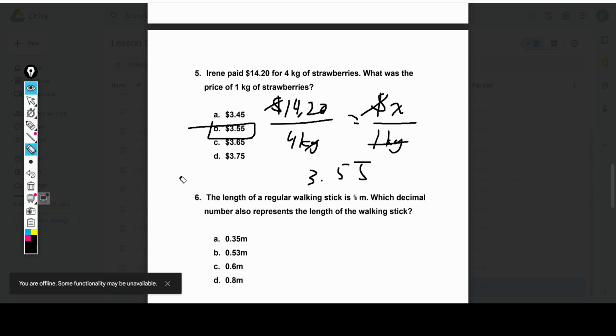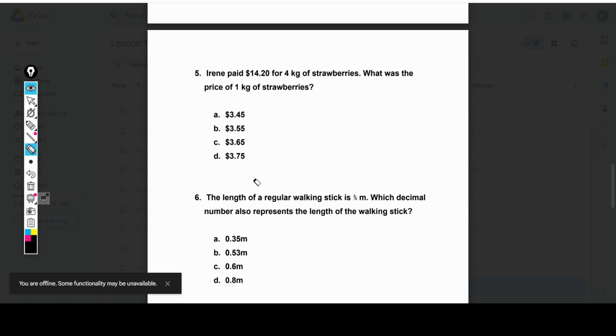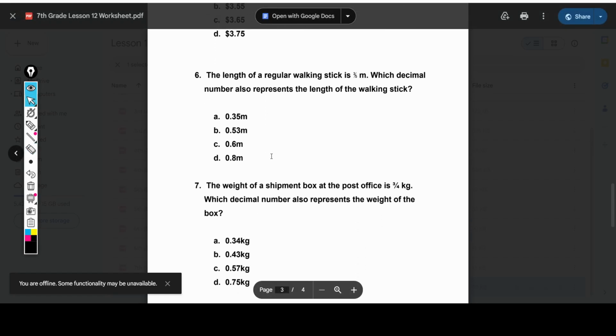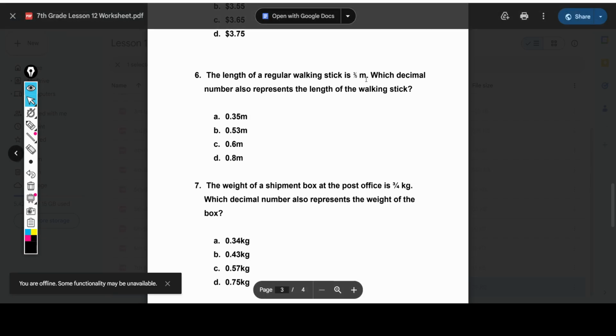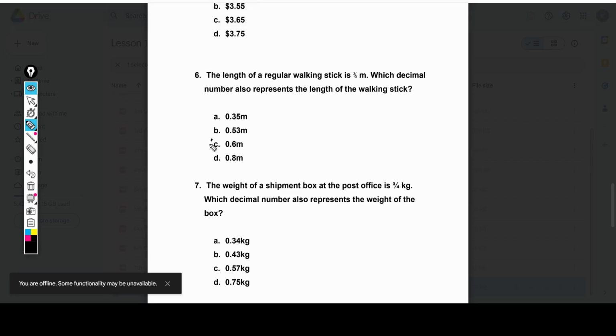All right. And then moving on to the next problem. We have the length of a rectangular walking stick is 3 over 5 meters. So which decimal number also represents the length? Well, many ways you can solve this. You might just know that it's 0.6, 3/5, because each fifth is 0.2. Or you can just do division, long division.